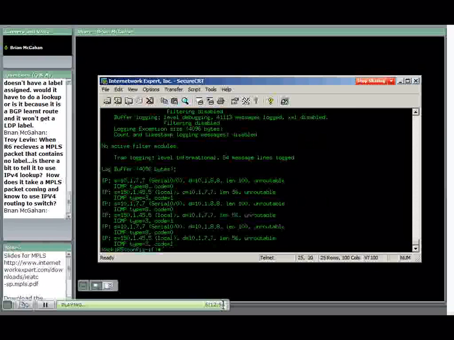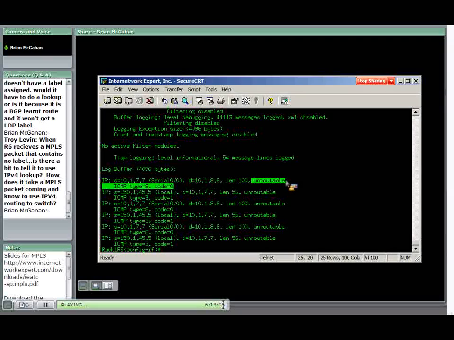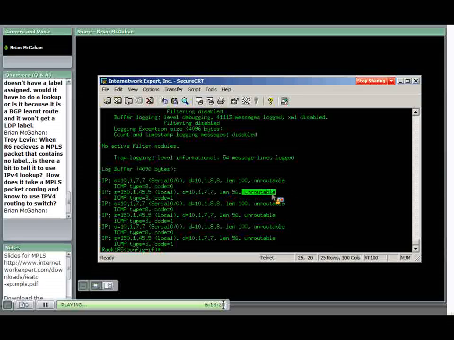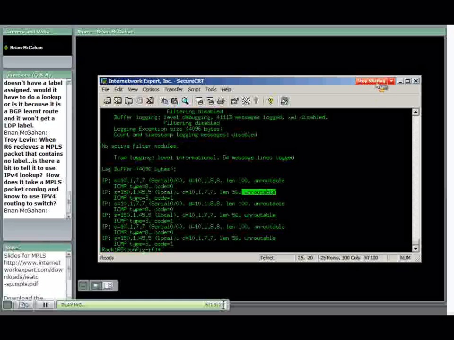Okay, if we say show IP route 10.1.8.8. The packet comes in, the destination is 10.1.8.8. It says it's known via BGP. The BGP next hop is 150.1.56.6. We can see that the interface that this is reachable out, if we say show IP route 150.1.56.6, serial 1/2 is running MPLS.